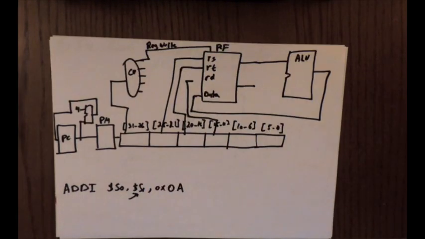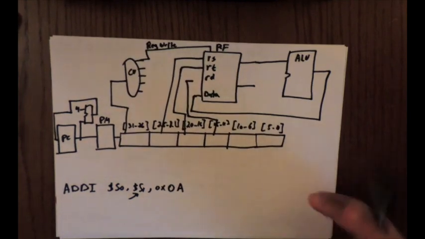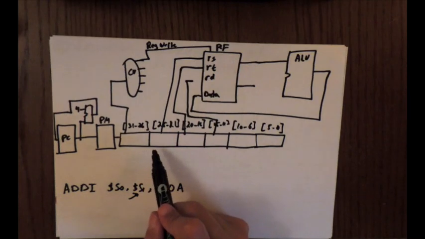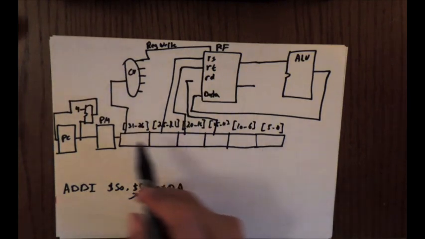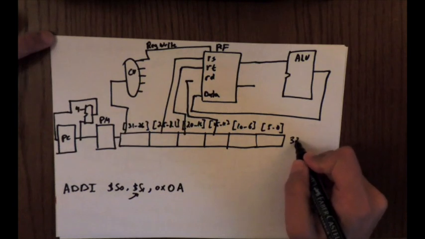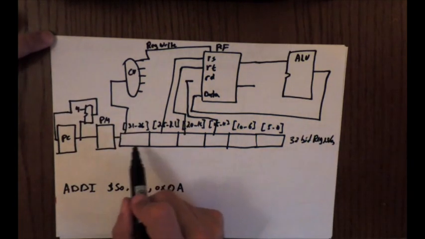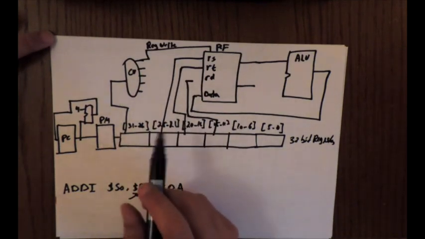Now for our next example, let's say we want to implement an I format instruction. So for this example, I'm taking addi $s0, $s1, 0x0a. As you might notice in the previous example with the add, we just have an R format layout. Remember, this is a 32-bit register that I take specific parts of.